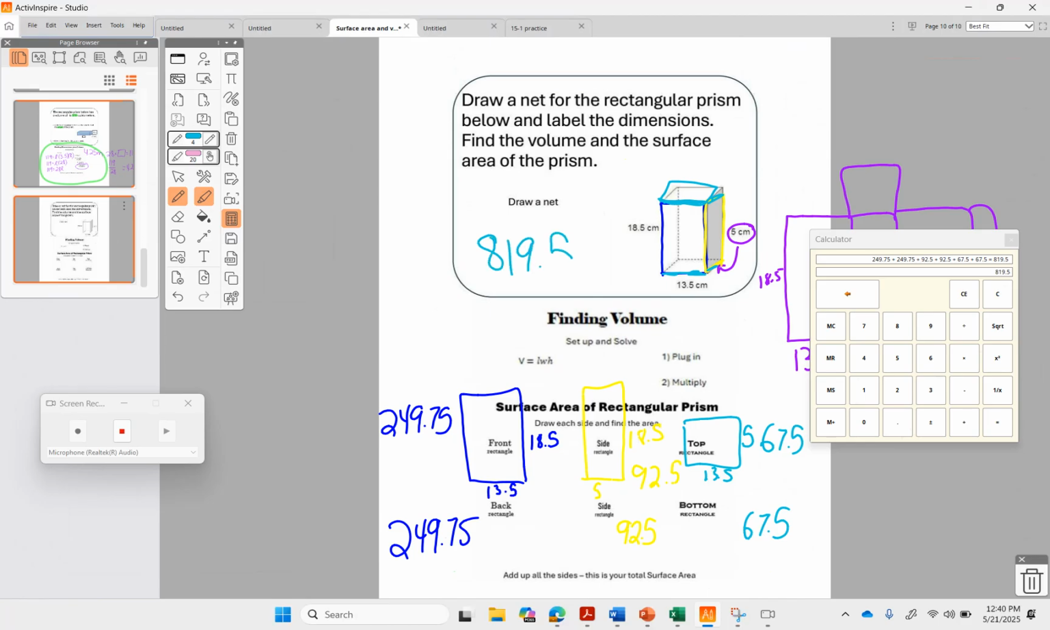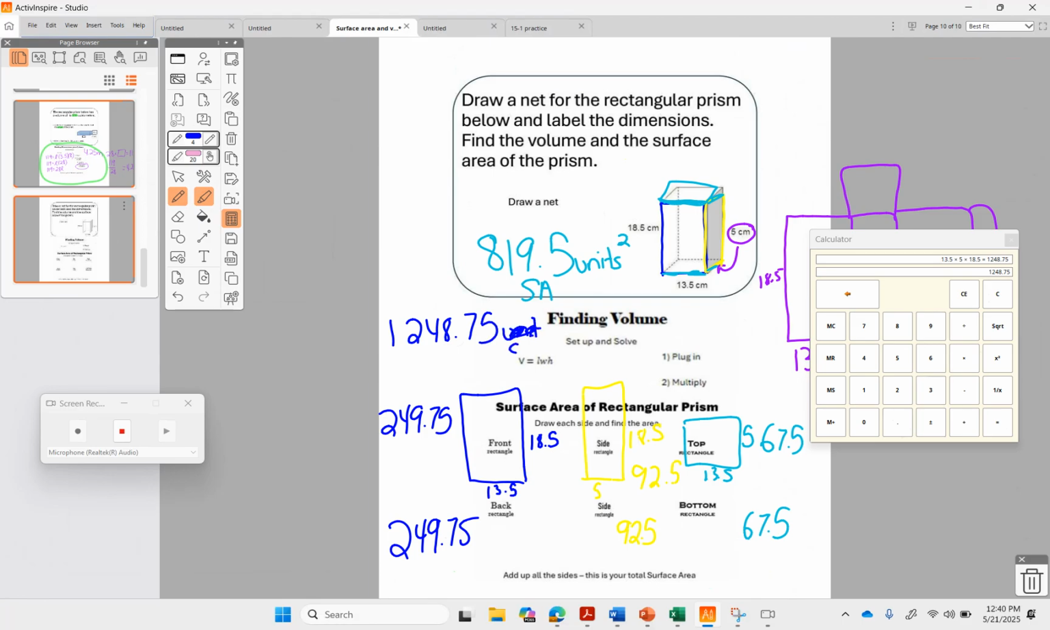Right, that is the surface area, and that's in units squared. I just realized I skipped the volume because the volume is much easier. I'm just going to multiply those 3 numbers. 13.5 times 5 times 18.5, and I get the volume is 1,248.75 units, and in this case the units are centimeters cubed.